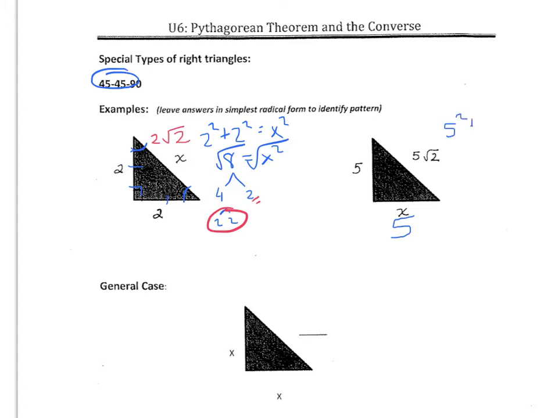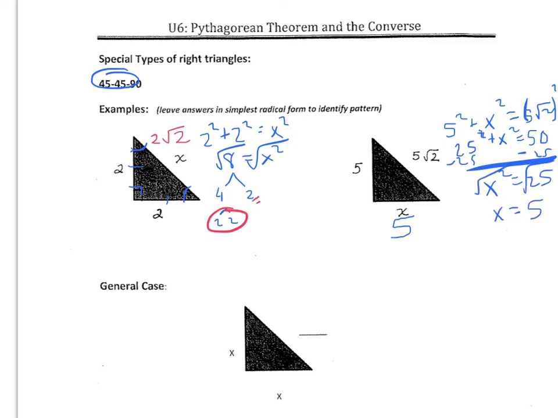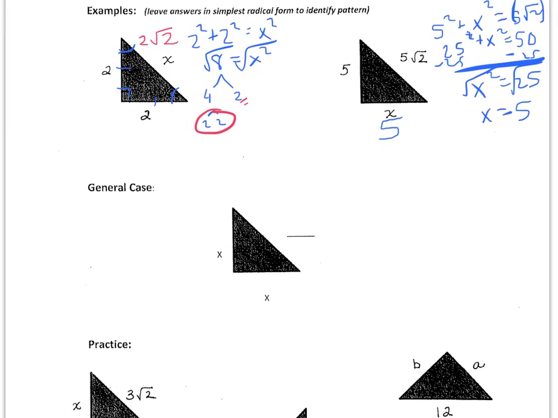a squared plus b squared equals 5 square root of 2 squared. 5 square root of 2 squared is 50, and 5 squared is 25, so 25 plus x squared equals 50. Subtract 25 on both sides. So we have x squared equals 25, square root of both sides, then we get x equals 5. So that was correct. There's a general case; you can notice a pattern happening here.